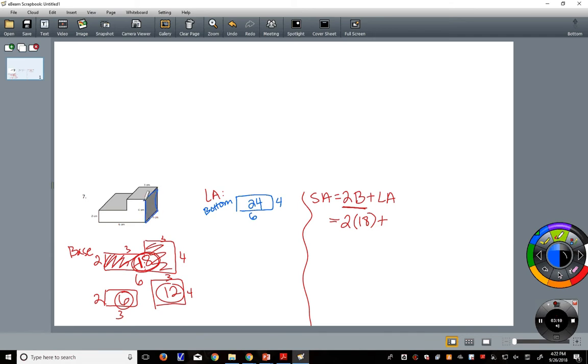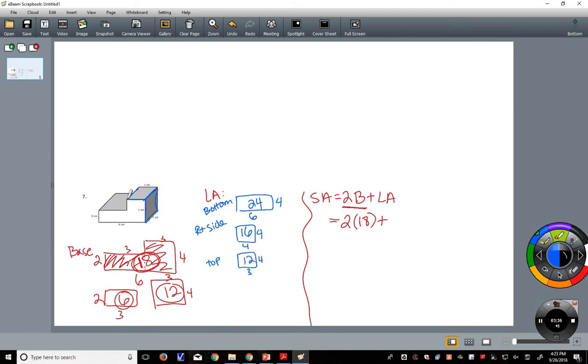Okay, so we covered the bottom, and the next thing I'm going to cover is going to be this piece over here, which is the right side. And so its dimensions are 4 by 4. So its area would be 16. Then there's this top portion up here. So it's a rectangle whose dimensions are 3 by 4, so its area would be 12.